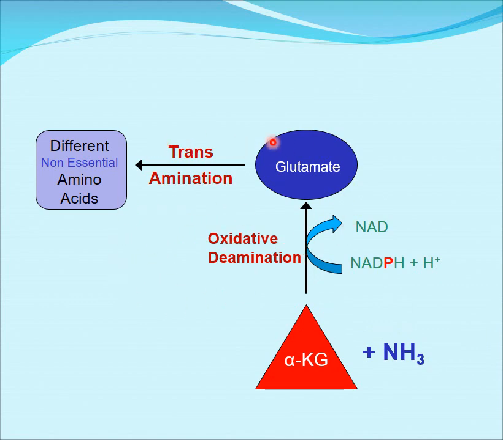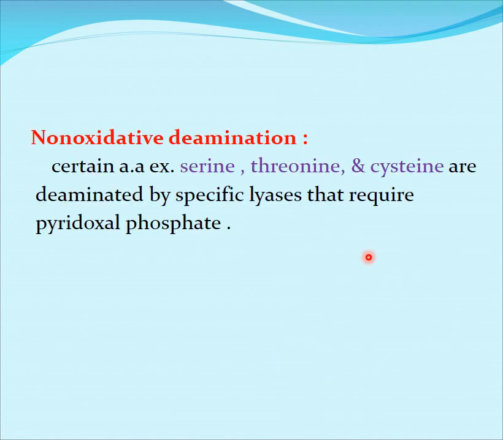So this is the anabolic pathway. This is the pathway that occurs when we require the synthesis of different amino acids, while the previous was the catabolic pathway. So both transamination and oxidative deamination occur as a link, as a common pathway for anabolism of amino acids and for catabolism of amino acids.